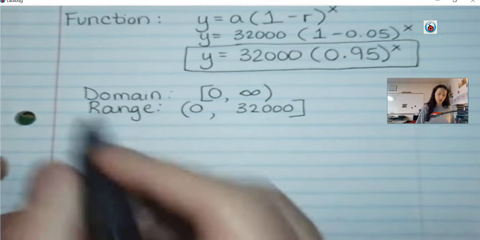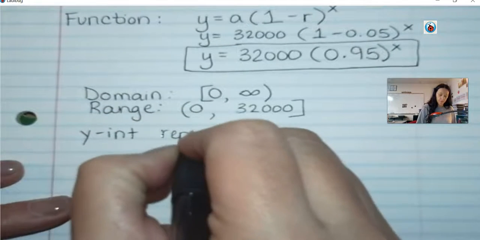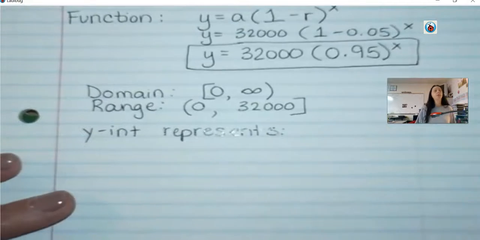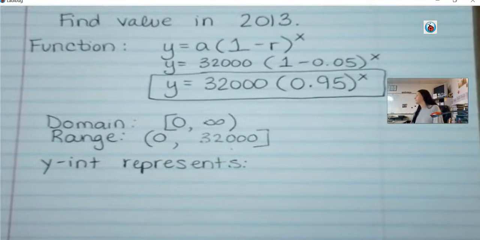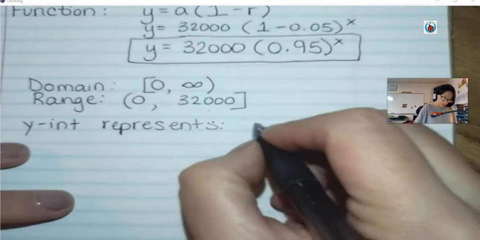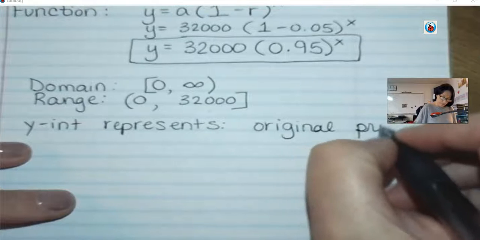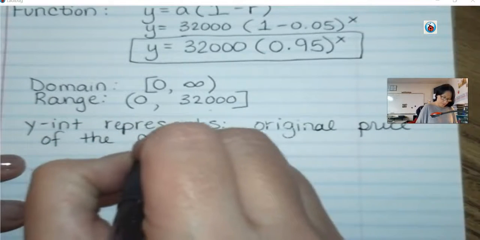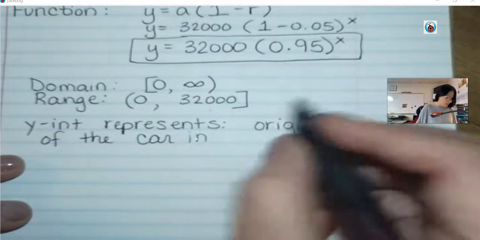Okay, next we have to do, what does the y-intercept represent? Go ahead and write down, what do you think the y-intercept represents? It represents the original price of the car. Or you can say the original price in 2010.